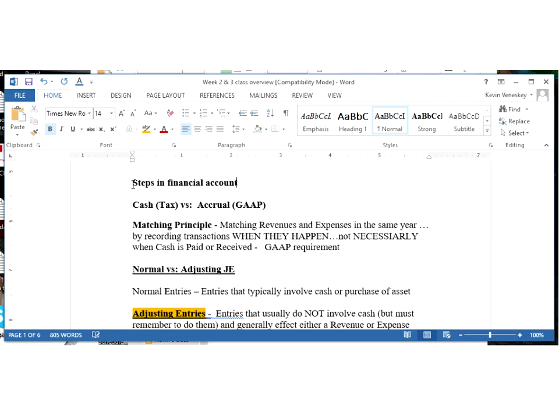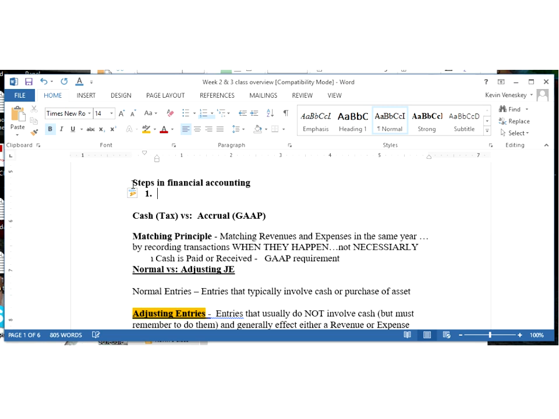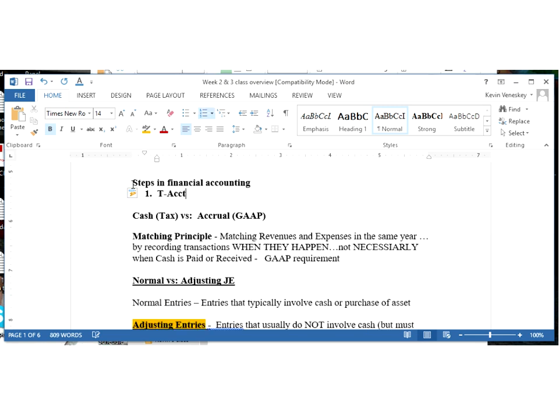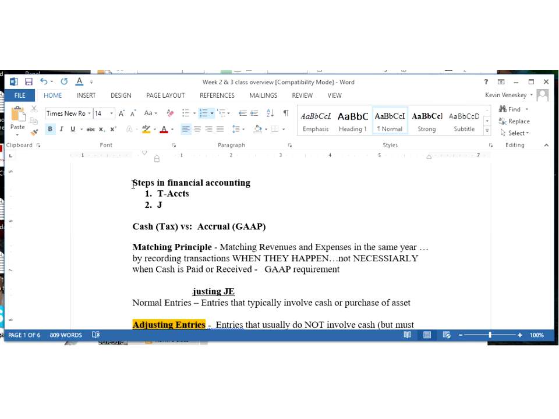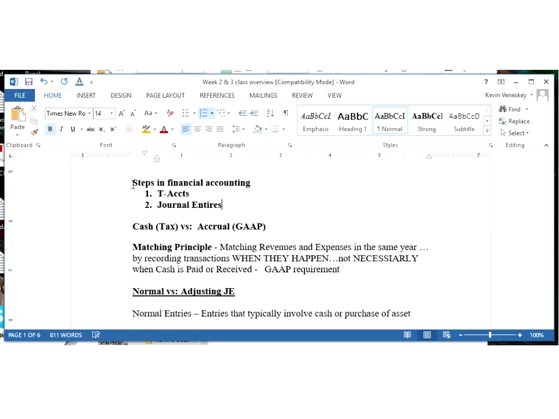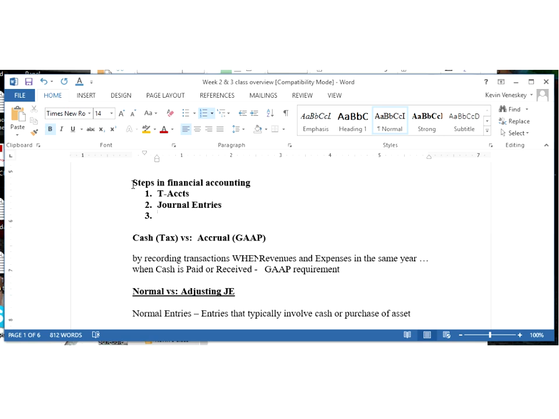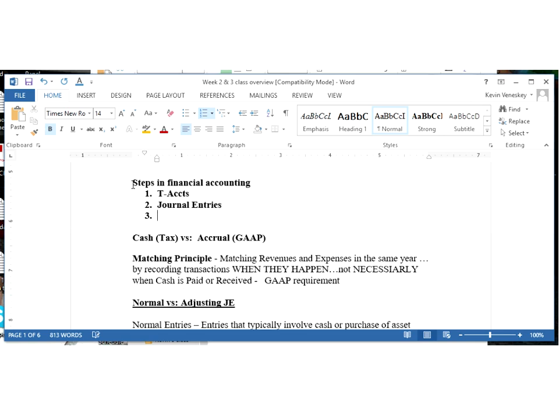And our first two steps could be back and forth. We got our T accounts. Remember we did our T accounts. And our second step was our journal entries. And again, we could put those back and forth. You could easily do the journal entries first or the T accounts first.